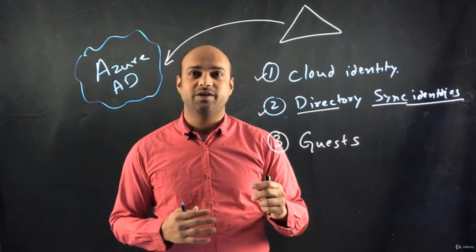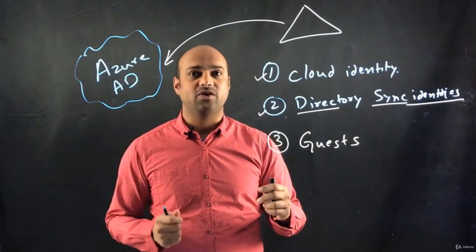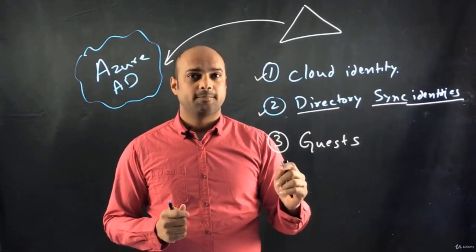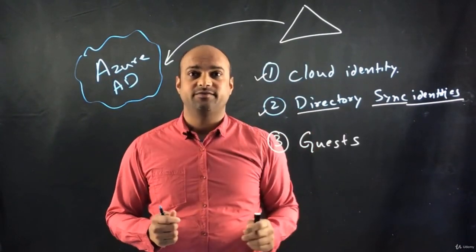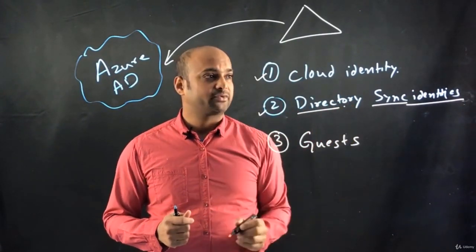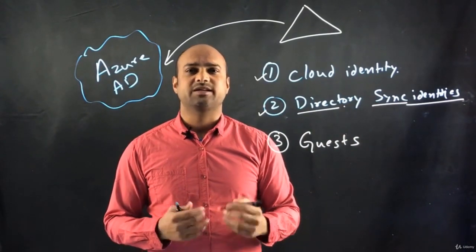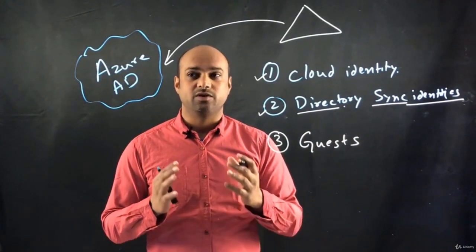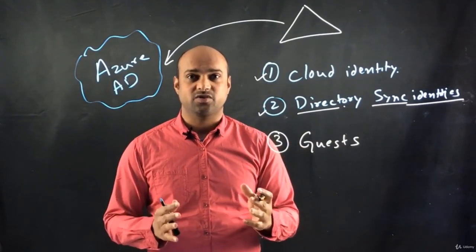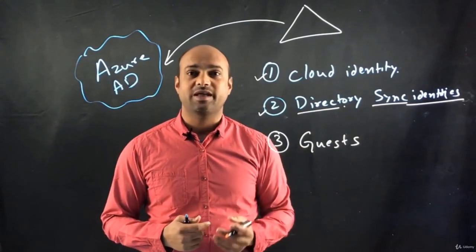The account that is created directly in Azure is called a cloud identity. The account that gets synchronized from on-premise to Azure Active Directory is called directory sync identities, whereas external accounts or third parties or anybody who's not part of our infrastructure, when they are invited, they are called guests.